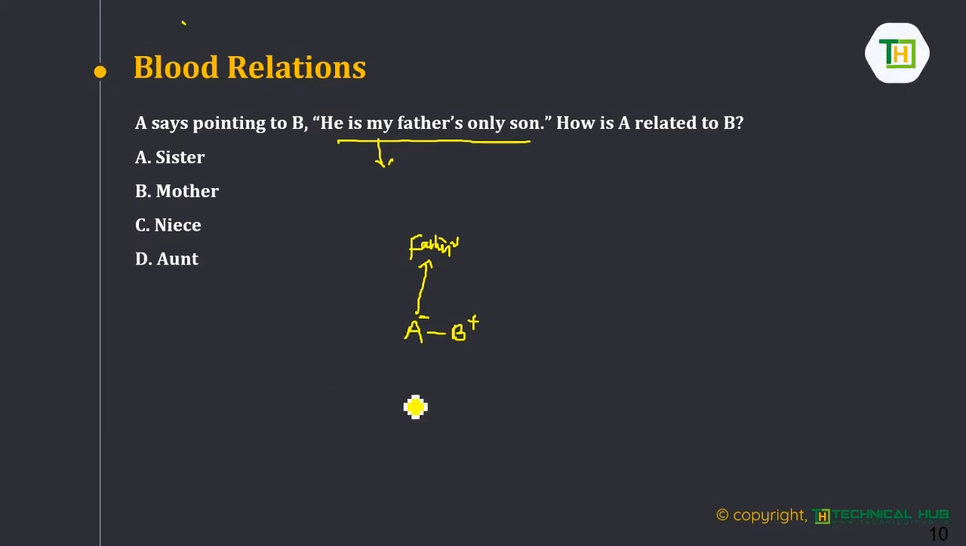Okay, so how is A related to B? Simply sister. "He is my father's only son" means A's sibling. So A's sibling is B, which means definitely A is female. So A is the sister of B. Okay, this is the relation between A and B. Given the options, A is the correct answer.